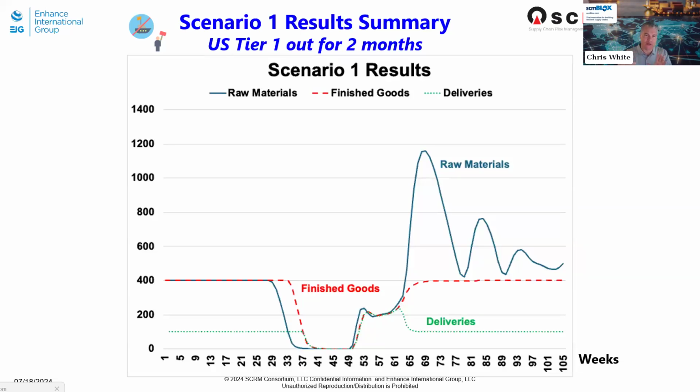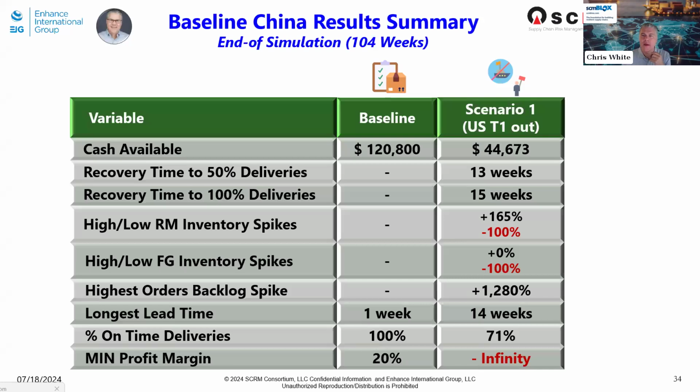So if we look at the table now associated with that, in the end, if our U.S. Tier 1 goes out for 2 months or is offline for 2 months due to finances, our cash is much lower. Compared to the 120, we're down to 44,000. It takes us 13 weeks to get to 50% of what we were delivering. So we want 100. It took us 13 weeks to be able to deliver at least 50 at that point in time. It takes us another couple of weeks, 15 weeks total, to finally get back up to doing at least that 100%.